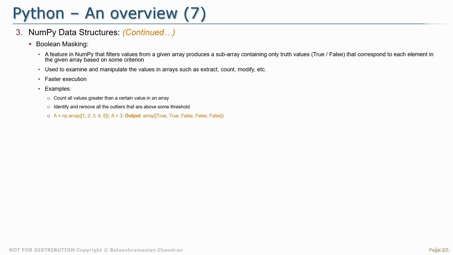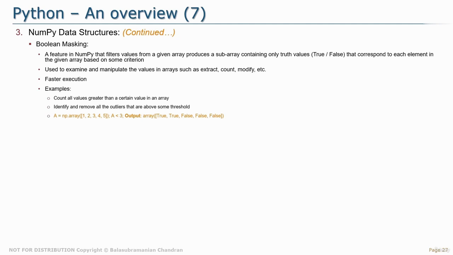Boolean masking, a feature in NumPy that filters values from a given array, produces a subarray containing only truth values, true or false, that correspond to each element in the given array based on some criterion. Boolean masking is used to examine and manipulate the values in arrays such as extract, count, modify, etc. Boolean masking enables faster execution. Examples: count all values greater than a certain value in an array, identify and remove all the outliers that are above some threshold.